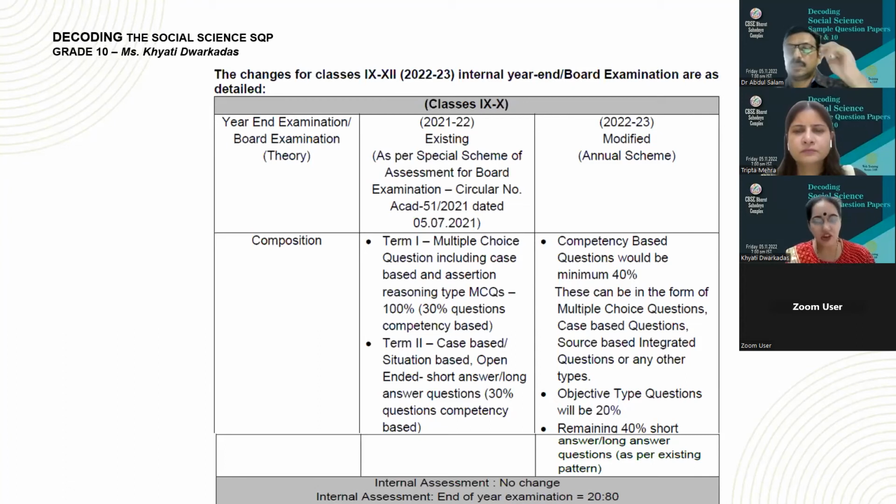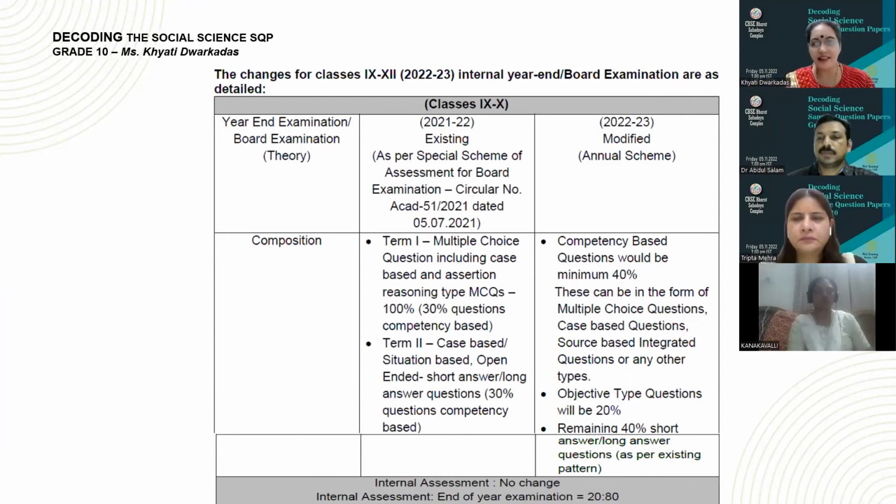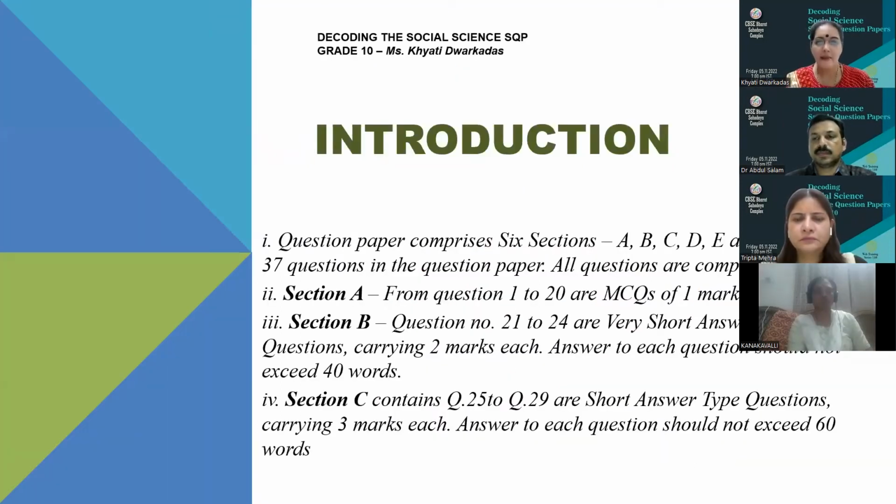There will be no change in the internal assessment. It will remain at 20% or 20 marks, and the CBSE paper will comprise 80 marks. So let us then quickly look at how the CBSE has come up with the sample paper.